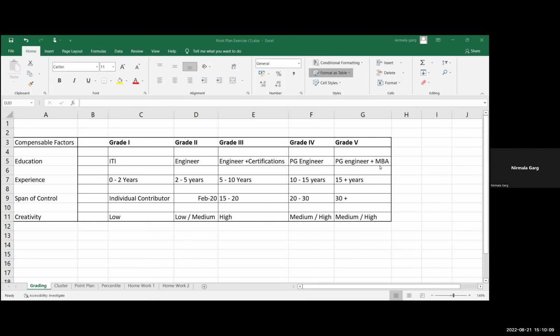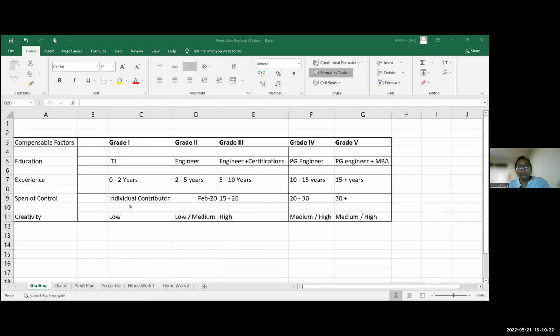Now you may ask, how am I going to write these? Depending on your organization and the kind of jobs you want to grade, you will decide what educational qualifications are required, and then write a descriptor for every grade. For example, for experience, I've written 0 to 2, 2 to 5, 5 to 10.